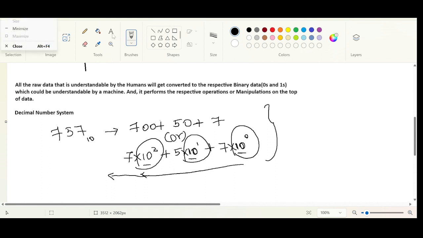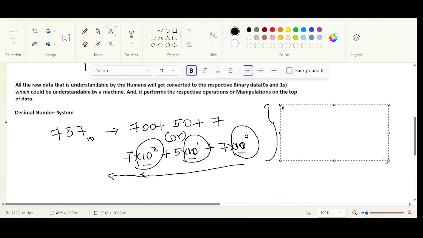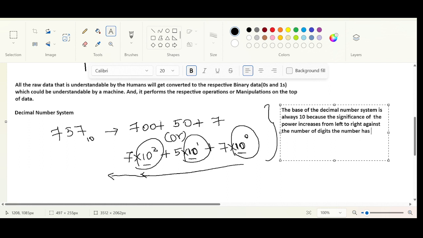That is why I can write it like this: the base of the decimal number system is always 10, because the significance of the power increases from left to right against the number of digits.